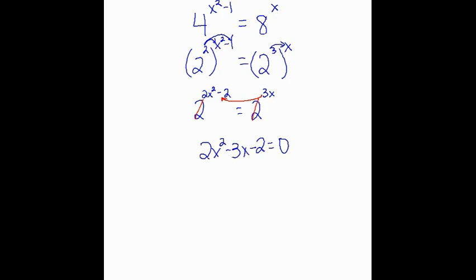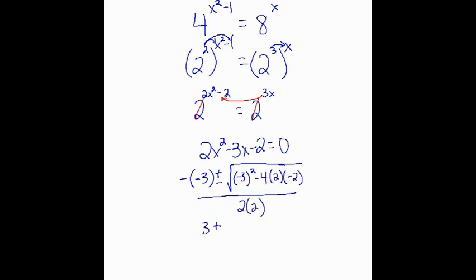Let's go ahead and set up our quadratic formula again. So that's negative of negative 3 plus or minus the square root of negative 3 squared minus 4 times 2 times negative 2, all over 2 times 2. We get 4 in the denominator, and we get 9 plus 4 times 2 is 8, times 2 is 16, 25, square root is 5. 3 plus 5 is 8, over 4 is 2, and 3 minus 5 is negative 2, over 4 is negative 1 half. And there are our solutions.